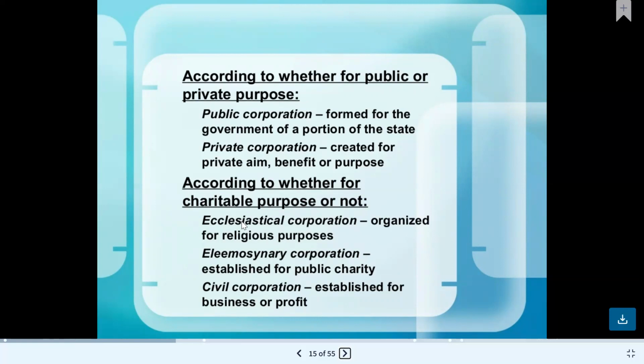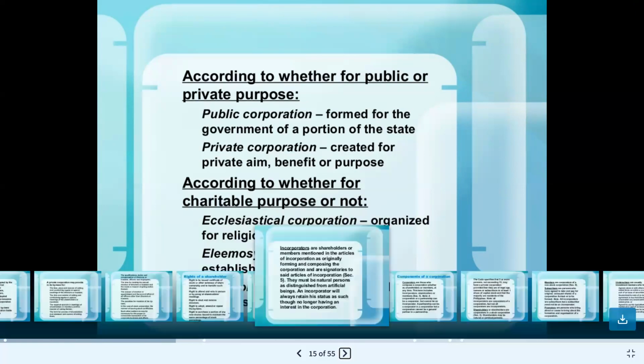Now, according to whether for charitable purpose or not, we have what you call ecclesiastical corporation. This is organized for religious purposes. Eleemosynary corporation for public charity. And the civil corporation for businesses or for profit.